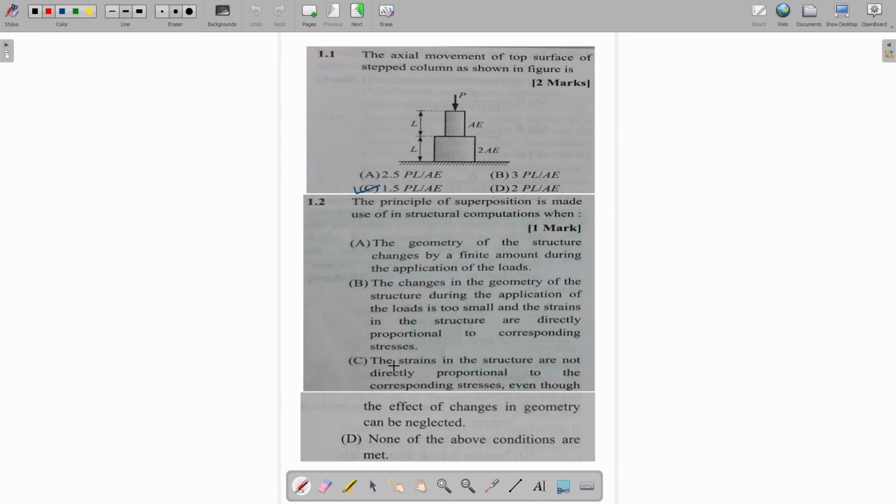Therefore, for this particular question, option B will be the correct one. The change in the geometry of the structure during the application of the load is too small, and the strains in the structure are directly proportional to the corresponding stress. This will be the correct option.